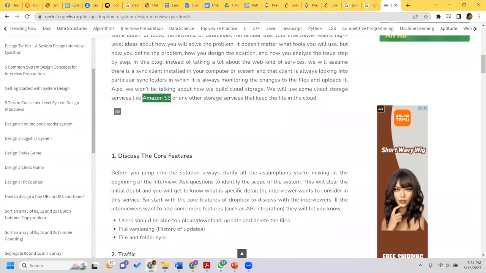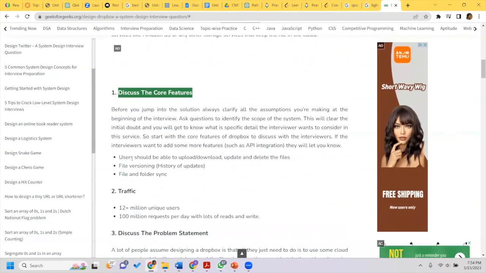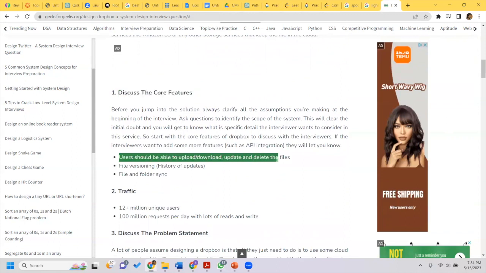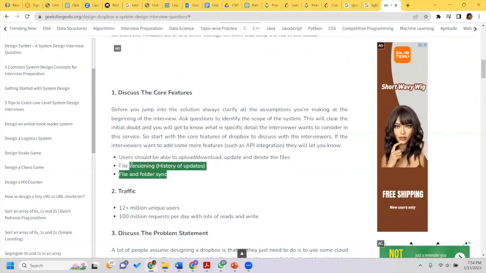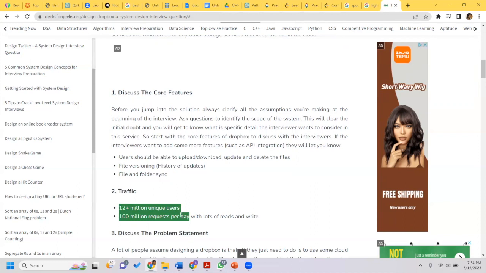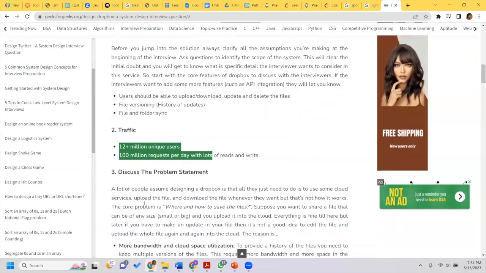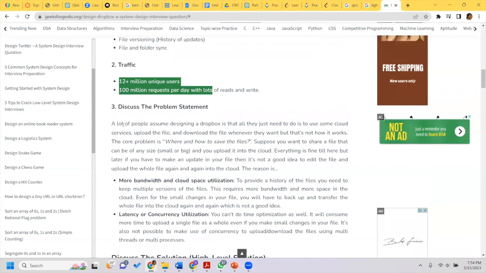And then we have to discuss the core features. So core features are something like you should be able to upload, download, update, and delete the files, file versioning, file and folder sync. So these are the different core features that are there. And the other thing that one needs to discuss is the traffic. How would different users be able to use our application concurrently, and how would our application work when the concurrent users are going to use our application. And for everything, we need to do the problem statement, and then we have to come up with the solution.